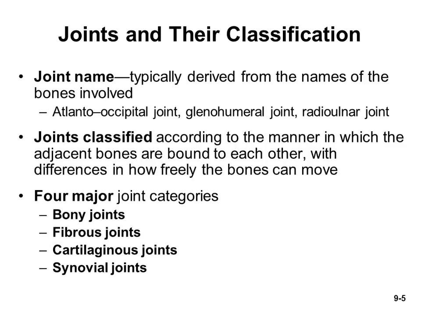They're classified according to the manner in which the adjacent bones are bound to each other, with differences in how freely the bones can move. Here are your 4 major categories. That's question number 1 on your study guide for chapter 9. Bony, fibrous, cartilaginous, and synovial.